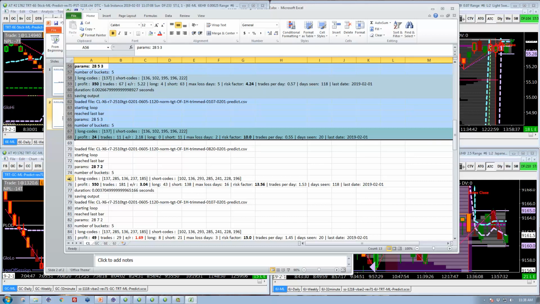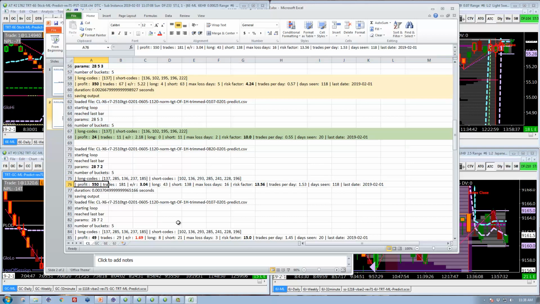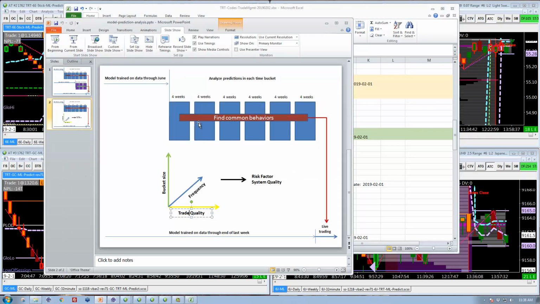Okay, so anyway, we get a group here, and that looks pretty interesting. Risk factor is 13.56, so quite a bit higher. Now, if you think about that for a second, what that means is I'm requiring that I see it less often. So there's more opportunities for that trade to show up in another bucket where it didn't work out quite so well.